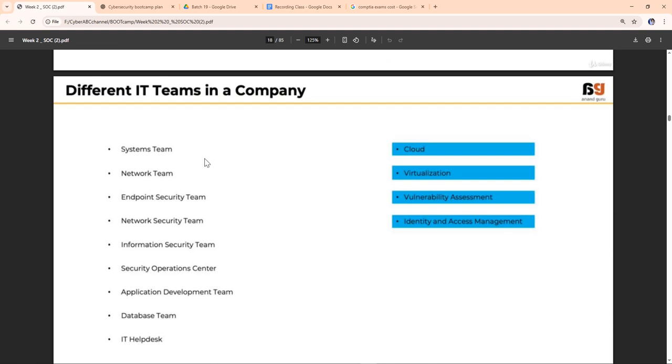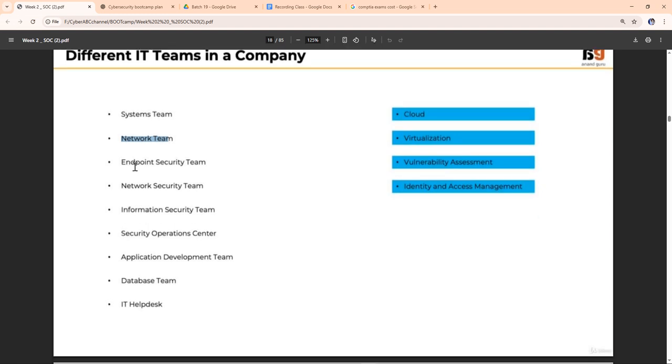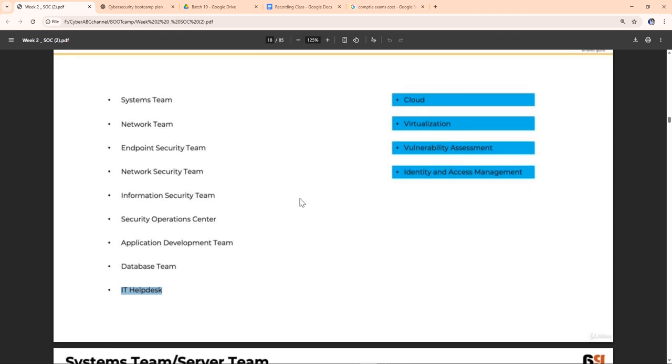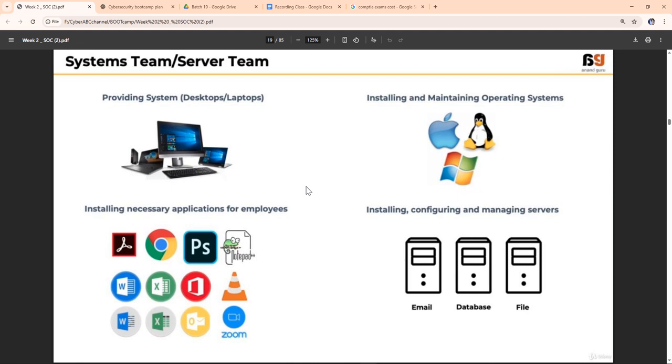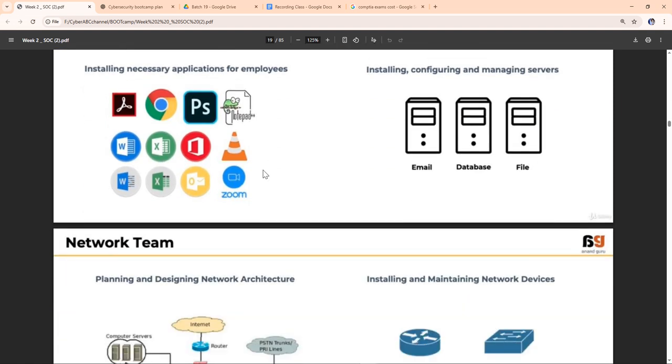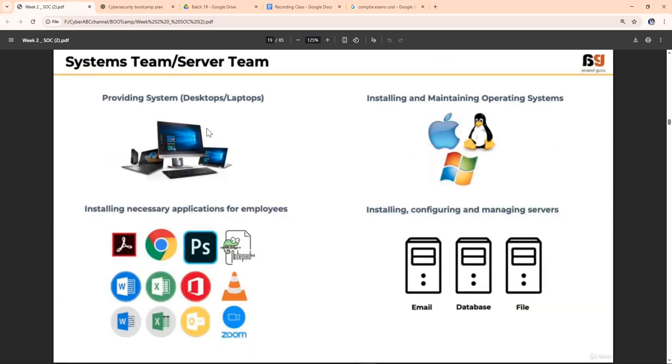So there are different IT teams in the company, like we all know. We have the systems team, network team, endpoint security team, network security team, information security team. That's where we also have the security operations center team, application development team, database team, IT help desk, etc. The latter parts of these slides show what all these other teams do. For example, the systems team in the old times provisioned the systems and installed all the stuff needed.